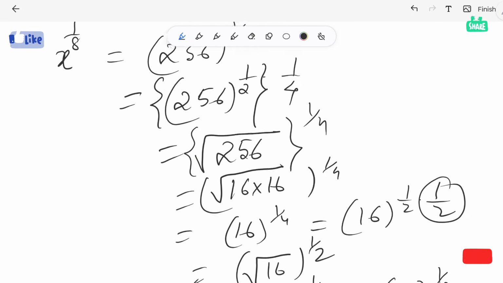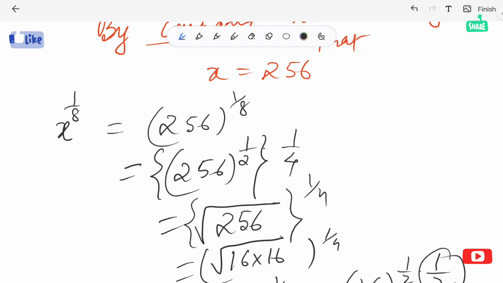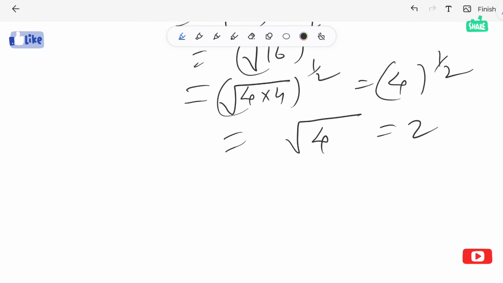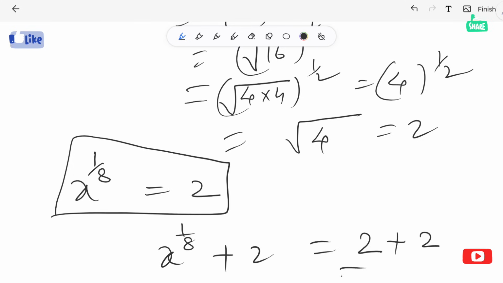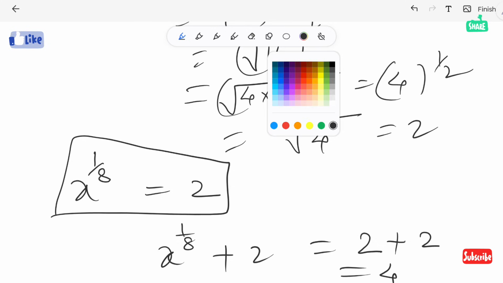So what we are observing, x to the power 1 by 8 is nothing else, we are getting the value of x to the power 1 by 8 as 2. Now we need to calculate x to the power 1 by 8 plus 2. So very simple, x to the power 1 by 8 means 2 and plus 2, so the final result is 4, isn't it? The final result is 4.